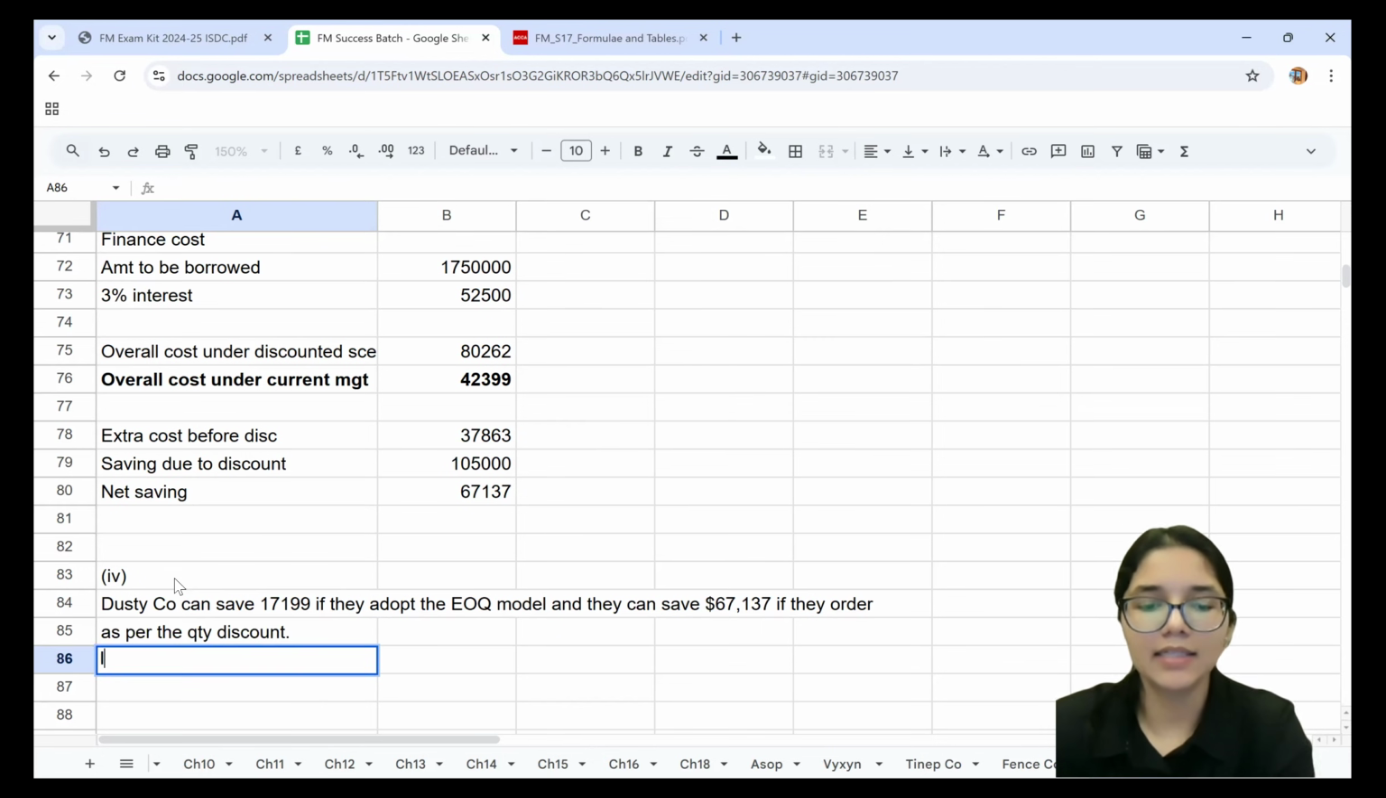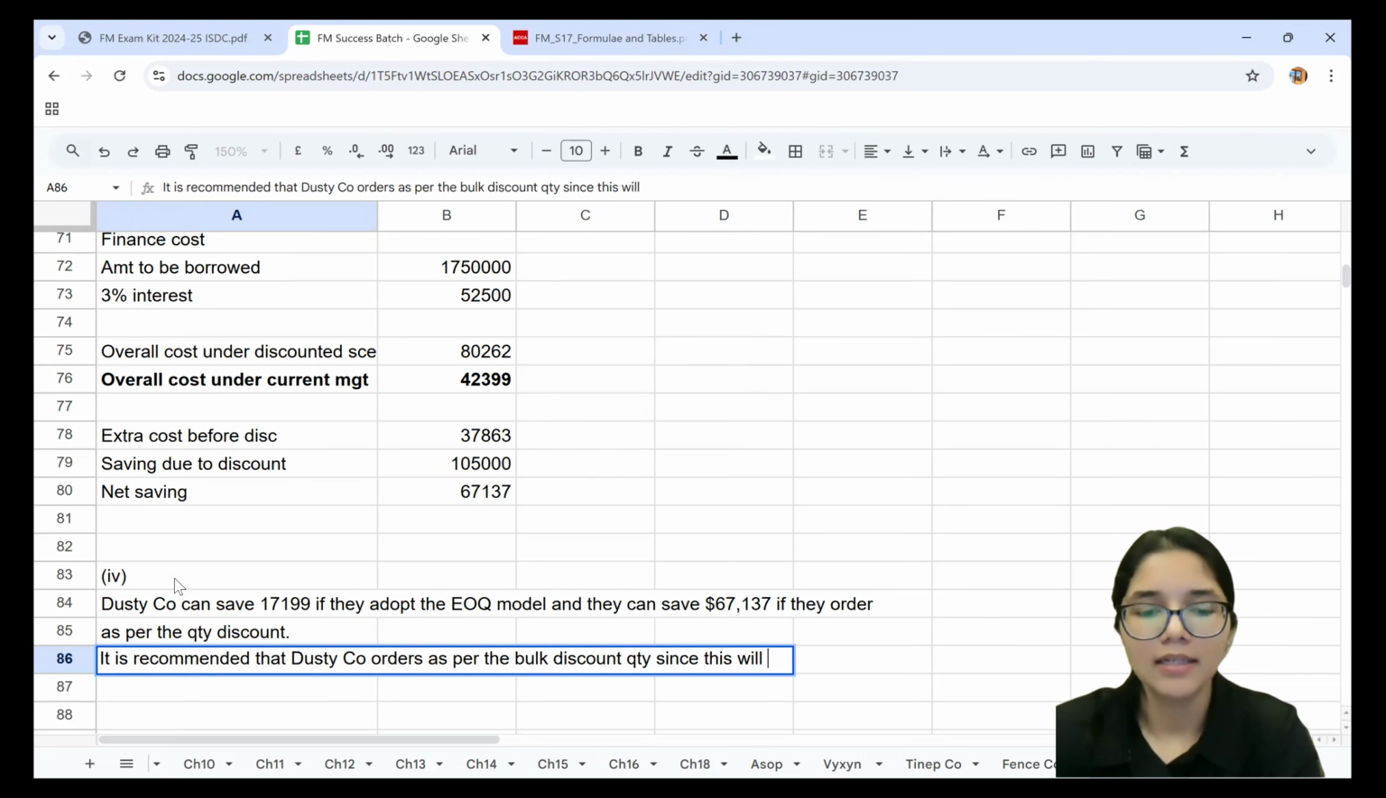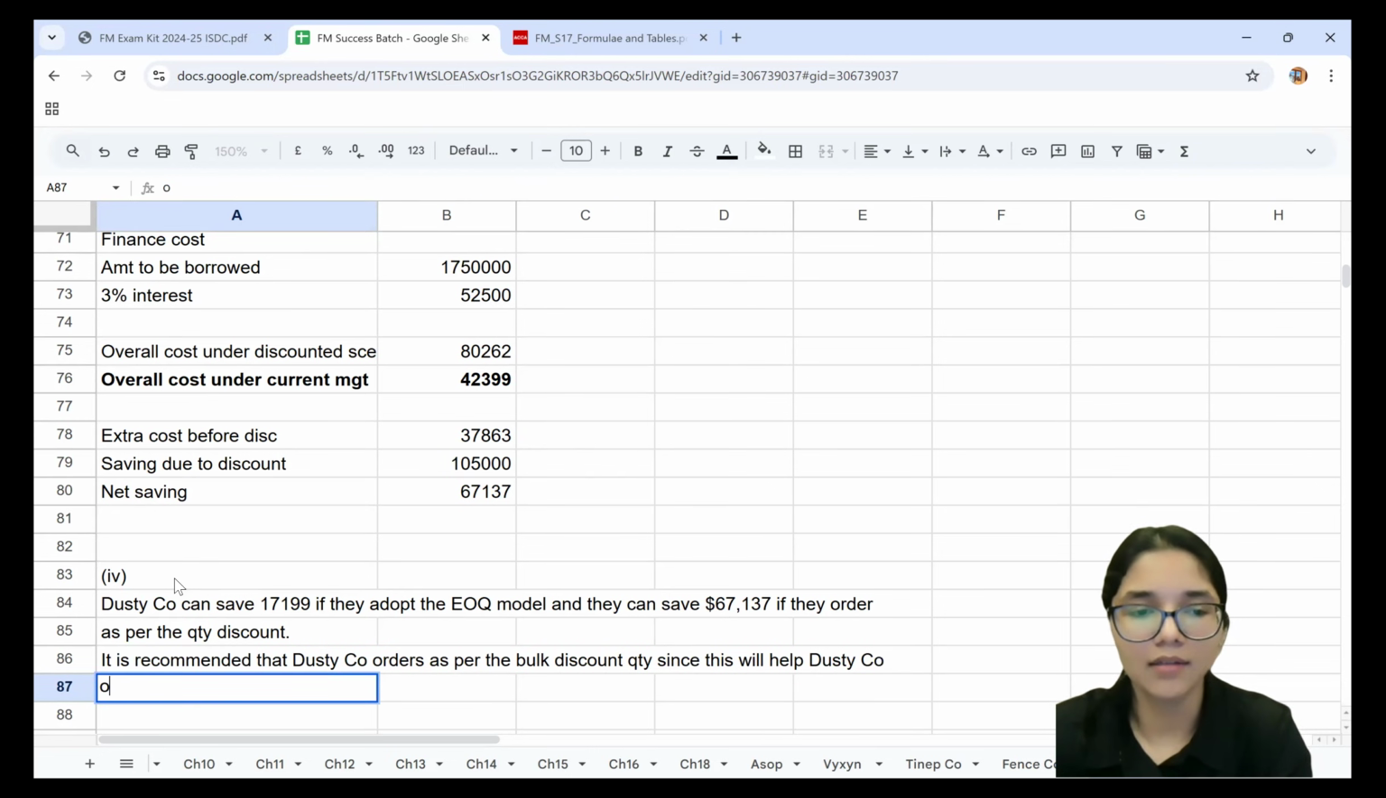So we will say that it is recommended that Dusty Company orders as per the bulk discount quantity, since this will help Dusty Company obtain a greater amount of saving.